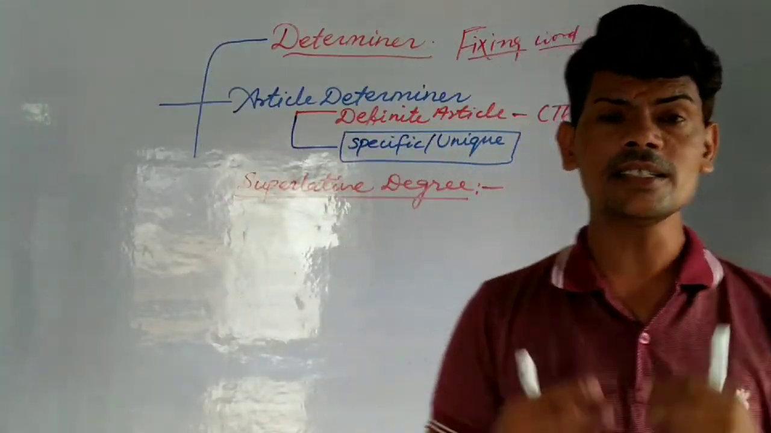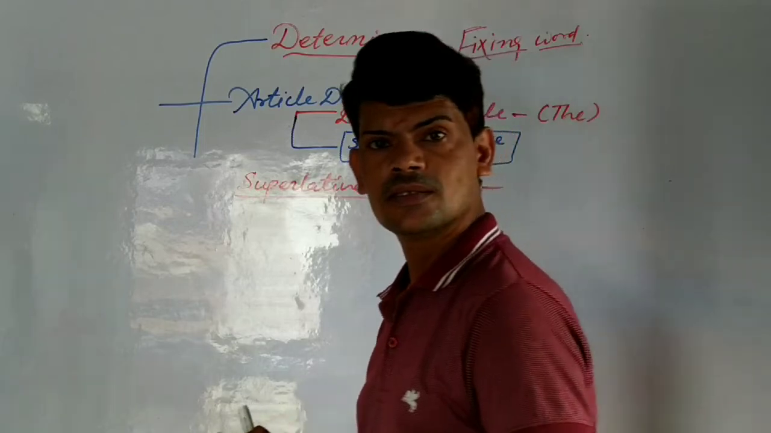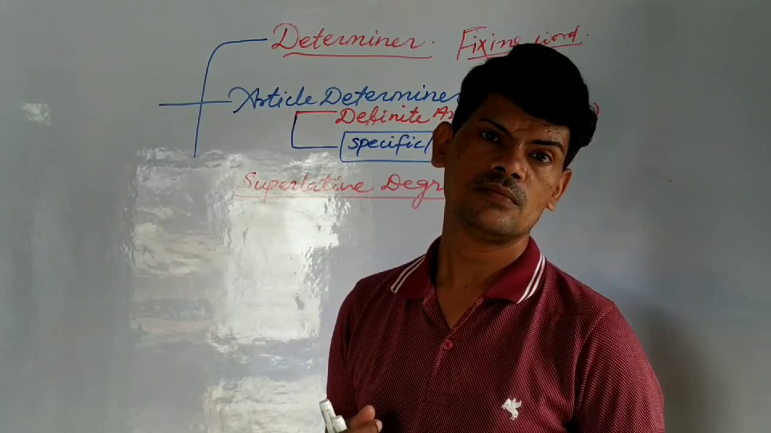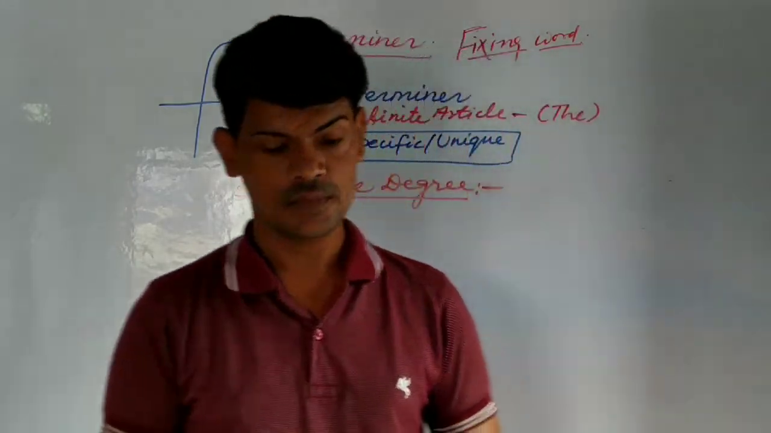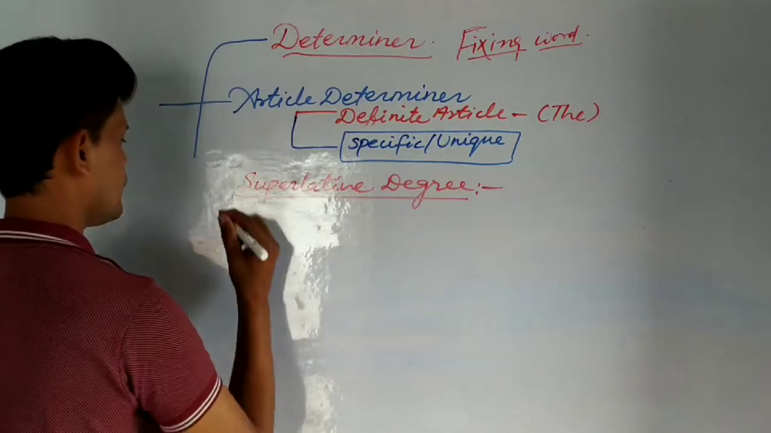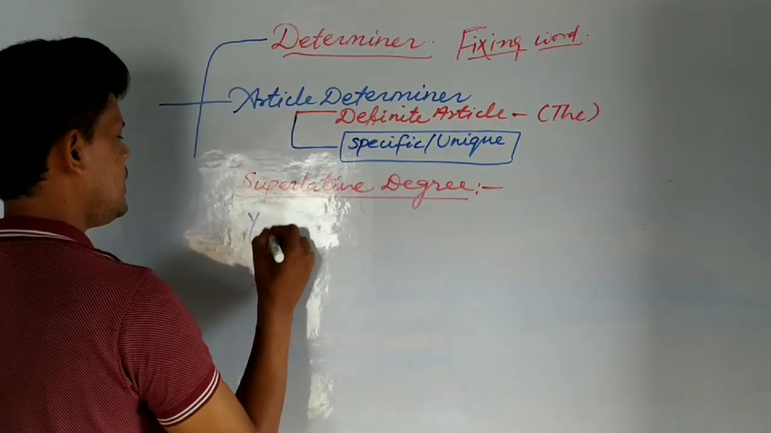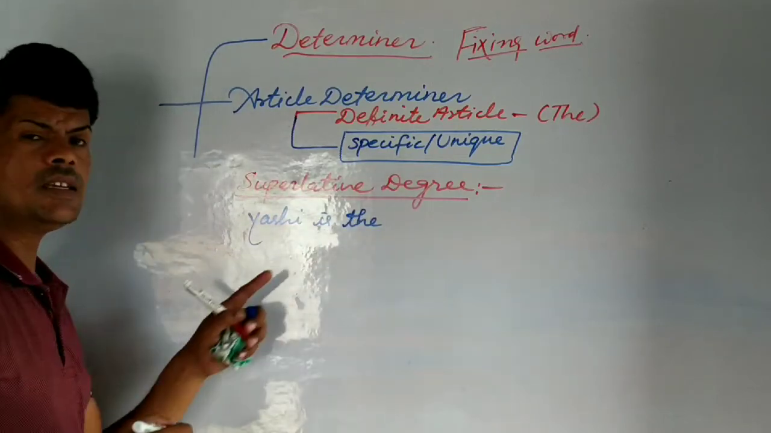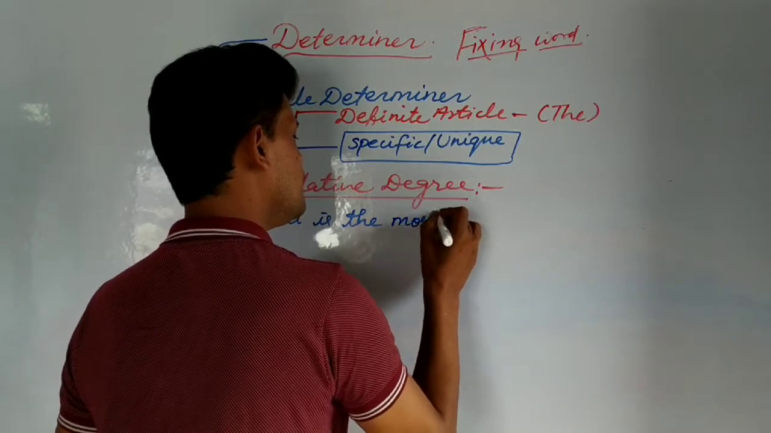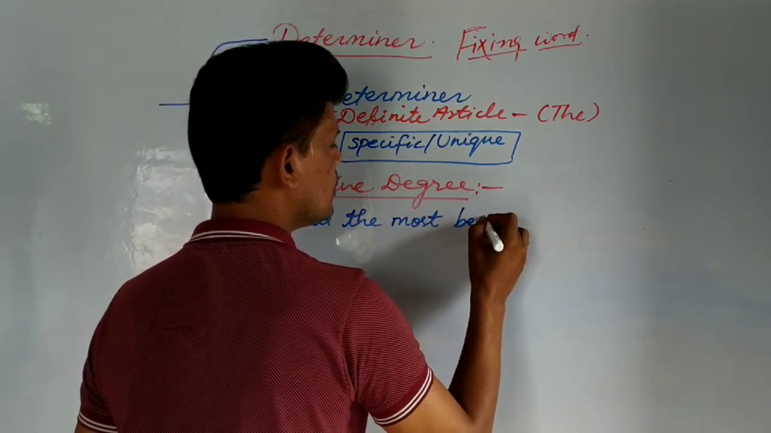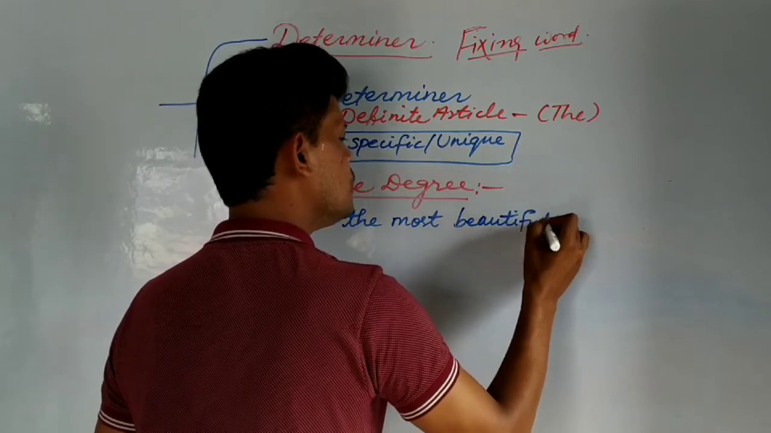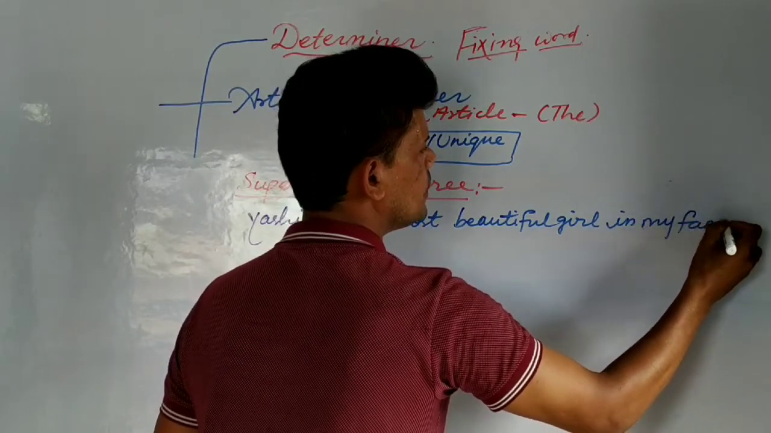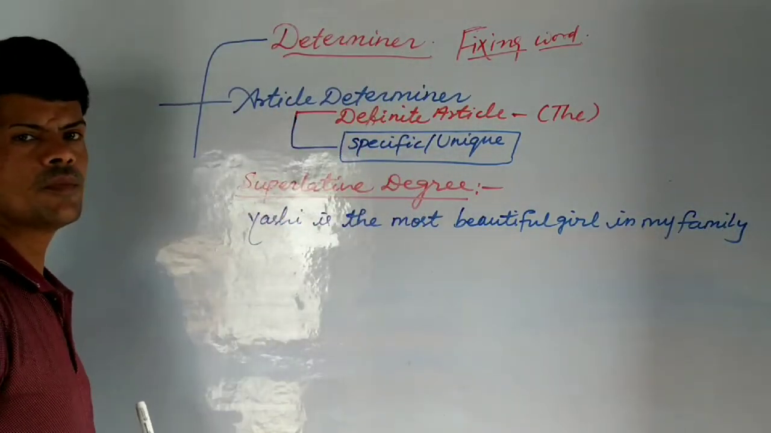Great, greater, greatest. Beautiful, more beautiful, most beautiful. Means superlative form. Like Yassi is the most beautiful girl, most beautiful girl in my family. Okay?